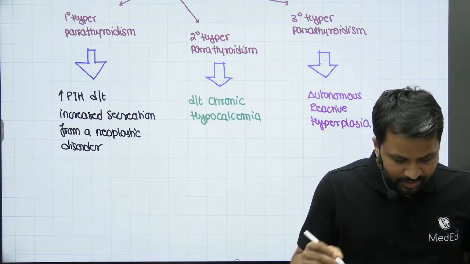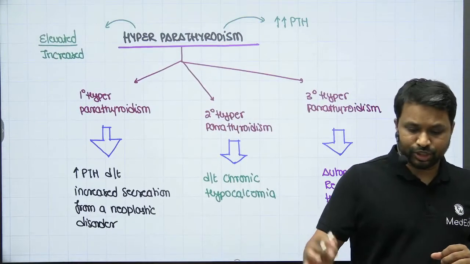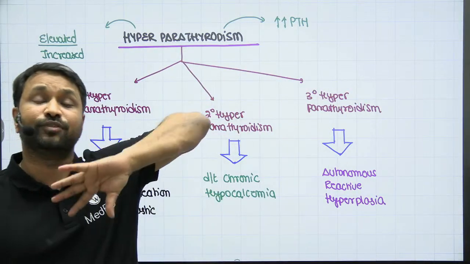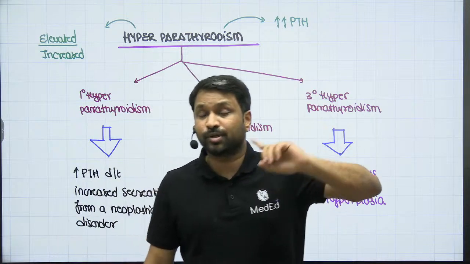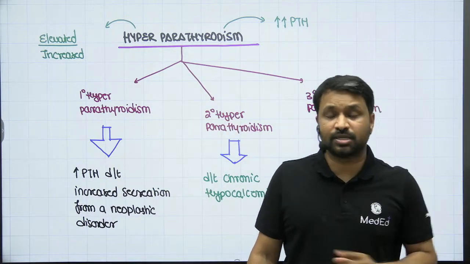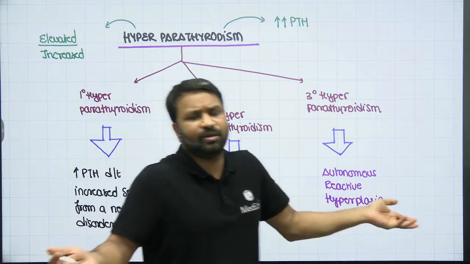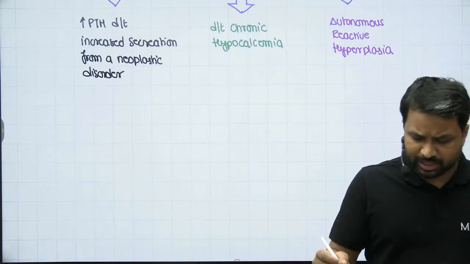Right? So we have the primary, secondary, and tertiary. The primary hyperparathyroidism is due to increase in parathyroid hormone secretion from the gland itself. There is no negative feedback or reverse feedback mechanism. Secondary hyperparathyroidism is because of hypocalcemia. Tertiary is because of autonomous reactive hyperplasia. Let's try to understand each one of them in their own capacity.